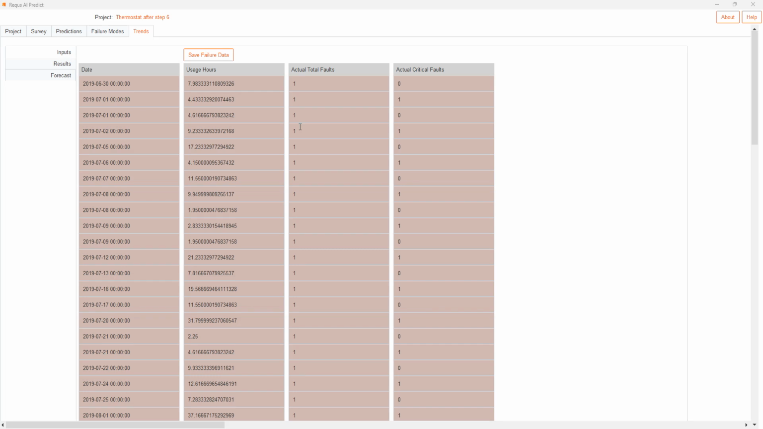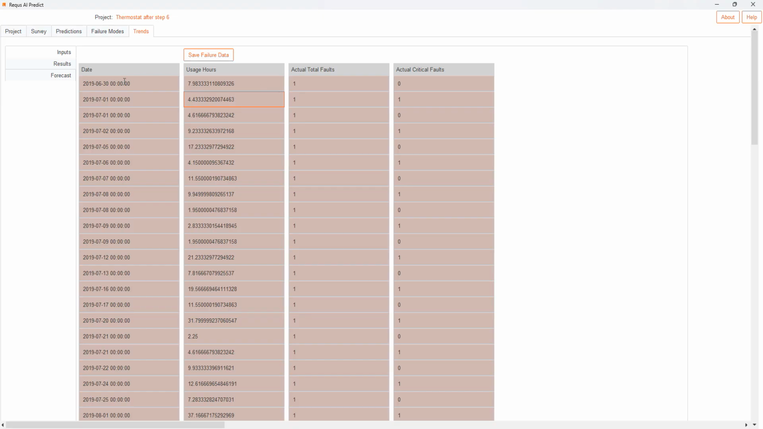This video shows the Requs forecast function. It's the only part of Requs that is used after the code is written. It does forecasting of failure data. The very first step is to enter or import the failure data. You can get this from Jira and other defect tracking programs.